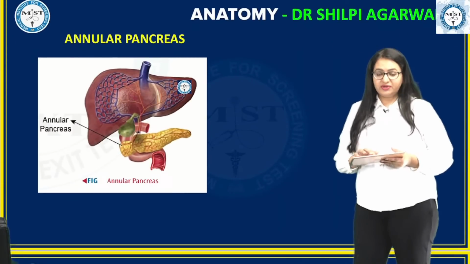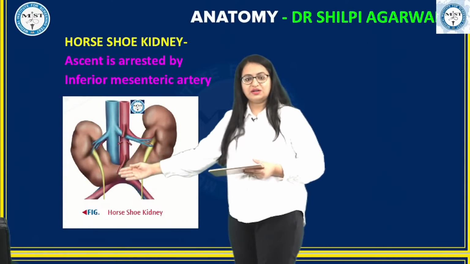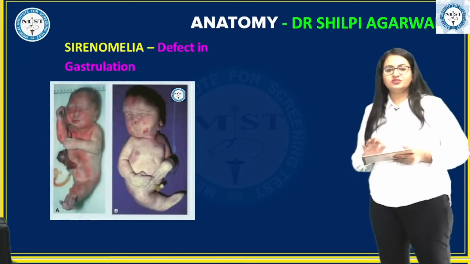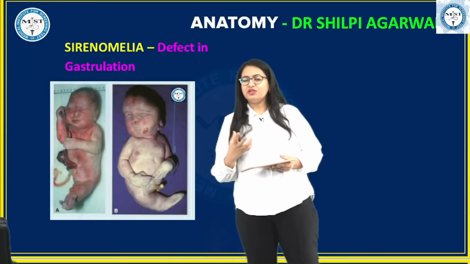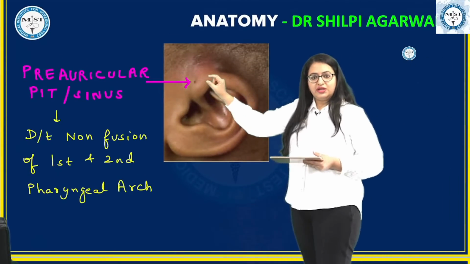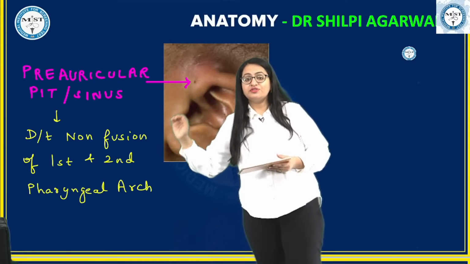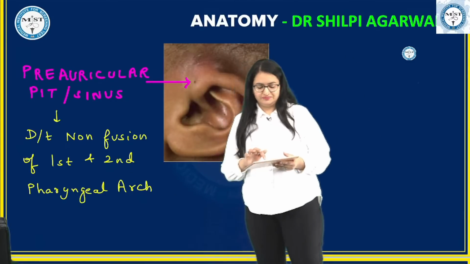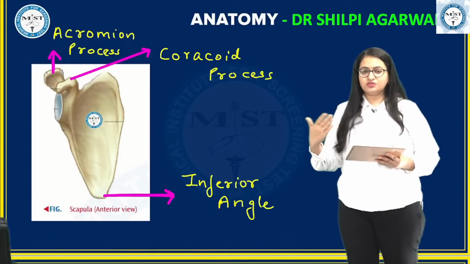Now this is an image for annular pancreas. This is horseshoe kidney, and the ascent of the lower fused part is arrested by the inferior mesenteric artery. Now this is sirenomelia, in which the lower limbs are fused, and this is due to a defect in gastrulation. Specifically, we say the mesoderm is affected. Now over here, just in front of the ear at this location, you see a small depression. This is a preauricular pit or sinus, due to non-fusion of the first and second pharyngeal arch.